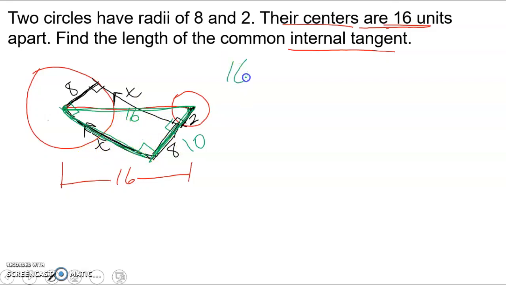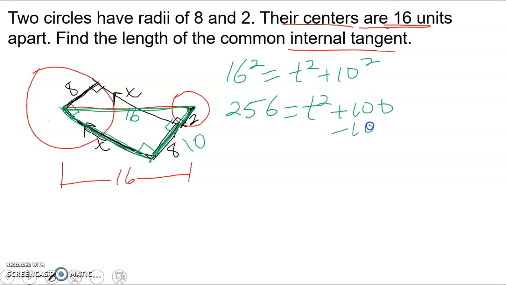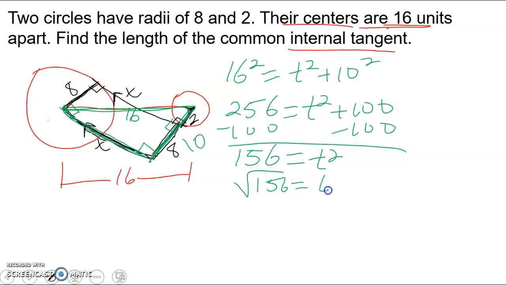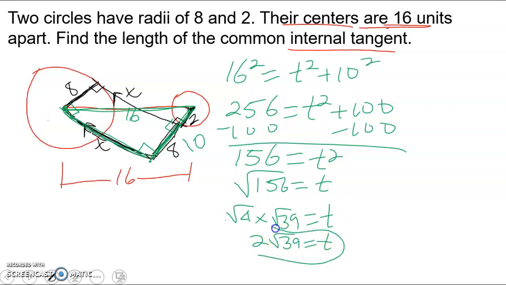So the hypotenuse is 16. So 16 squared is equal to T squared plus 10 squared. So 16 squared is 256 equals T squared plus 100. If we subtract 100 from both sides, we're going to get 156 equals T squared. And now we can take the square root of 156 to find T. So we're going to find the perfect square that goes into 156. That will be the square root of 4 times the square root of 39. The square root of 4 is 2. So 2 square root of 39 equals T, and that would be the exact answer.